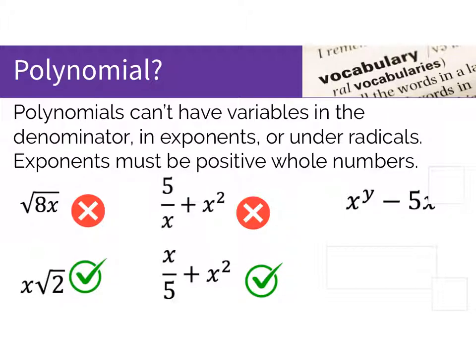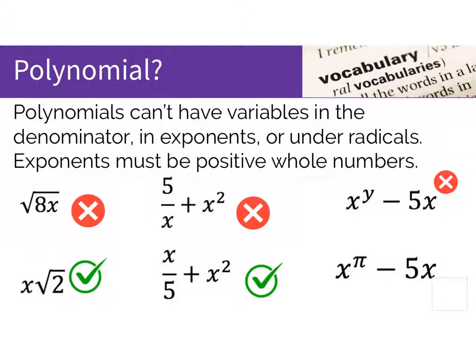Let's take a look at this example here. x to the y minus 5x. Is that a polynomial? No, definitely not. You're not allowed to have a variable up in the exponent and still call it a polynomial. This is a very special function called an exponential. However, we're not dealing with those in this chapter. We're only dealing with polynomials, so we need to be able to recognize them.